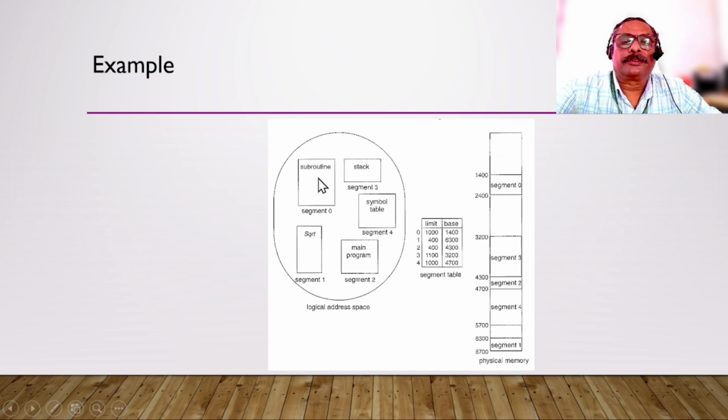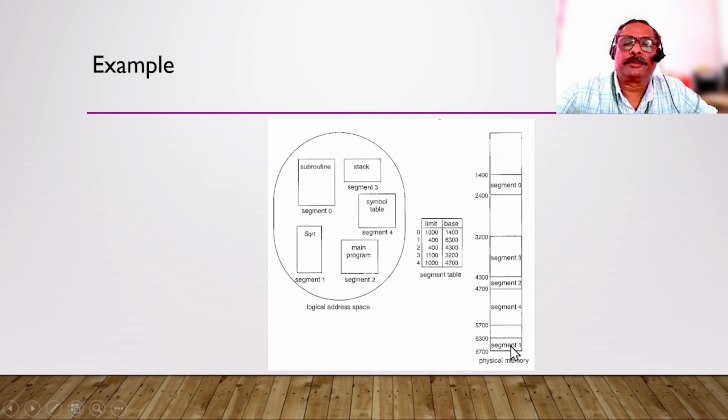As an example, this is how the logical view is. But in reality, in the physical memory, the different parts of the process are situated at different places. Segment 0 is situated here, segment 3 here, segment 2 here, 4 here, and 1 here. Segment 1 is our sqrt function, segment 2 is the main program, segment 4 is the symbol table, segment 3 is the stack, and segment 0 is our subroutine.